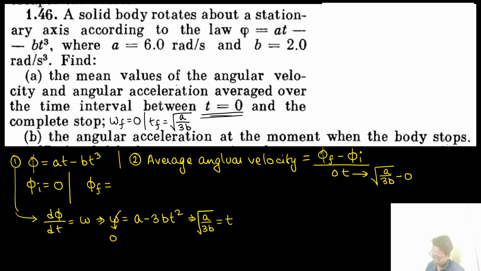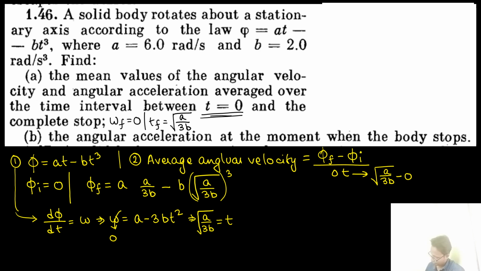Theta final is equal to... I have to plug in the value of t in this equation. If I plug in the value of t in this equation, what do I get? I get the final angular position when the particle stops completely. So a times the square root of a by 3b, minus b times the square root of a by 3b, whole cube. Now, instead of writing square root, can I write it as the power 1 by 2?